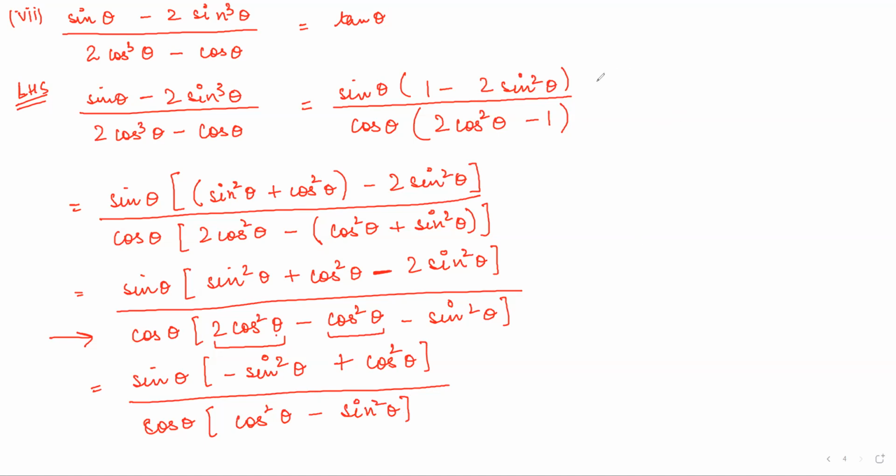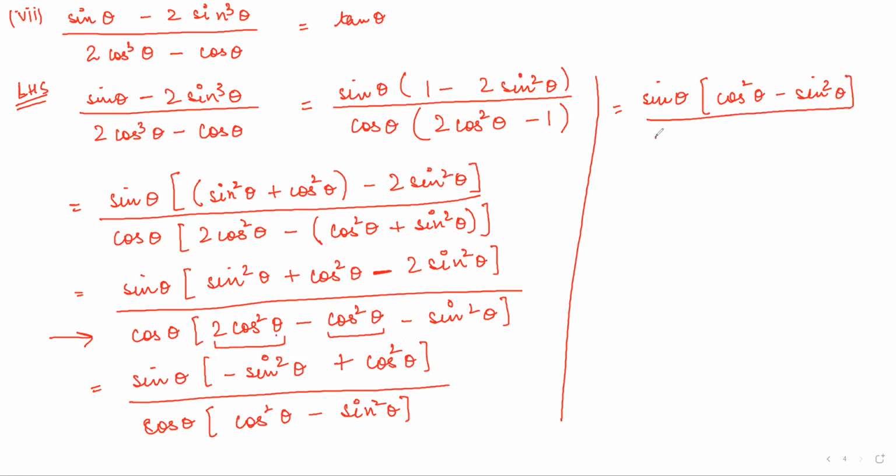So you can see sine of theta, and then I'm flipping it, writing cos square theta here and then minus of sine square theta here. Then I have cos of theta and then cos square theta minus of sine square theta, right?